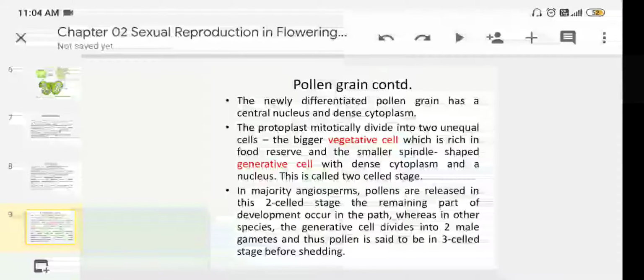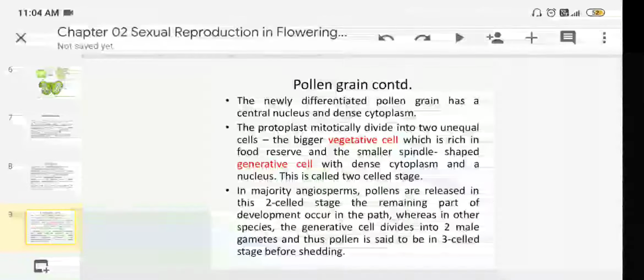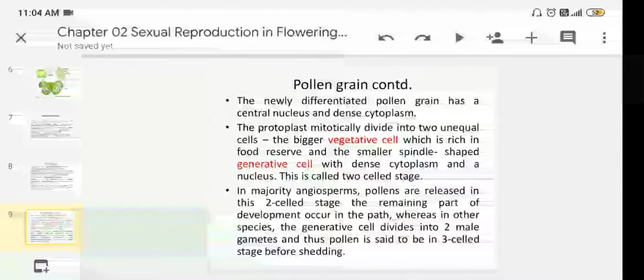So initially there is one central nucleus and the cytoplasm is also dense. The protoplast mitotically divides into 2 unequal cells. Actually this microspore protoplast divides into two unequal cells: the bigger vegetative cell, which is rich in food reserve, and the smaller spindle shaped generative cell with dense cytoplasm and a nucleus.